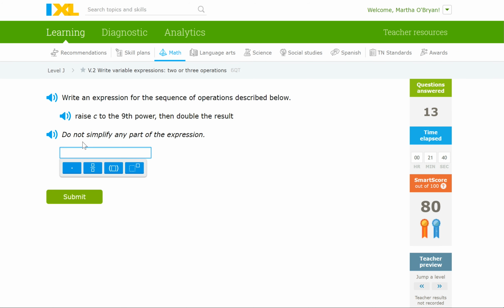Raise C to the 9th power, then double the results. So it's important once again that we remember, if I just wrote 2C to the 9th power, then the person doing this operation would wonder whether that 9, that exponent of 9, only applies to the C or also applies to the 2. We need it to apply to both the 2 and the C. So we're going to put 2C in parentheses. Oop. Let's take away that. We're going to put 2C.